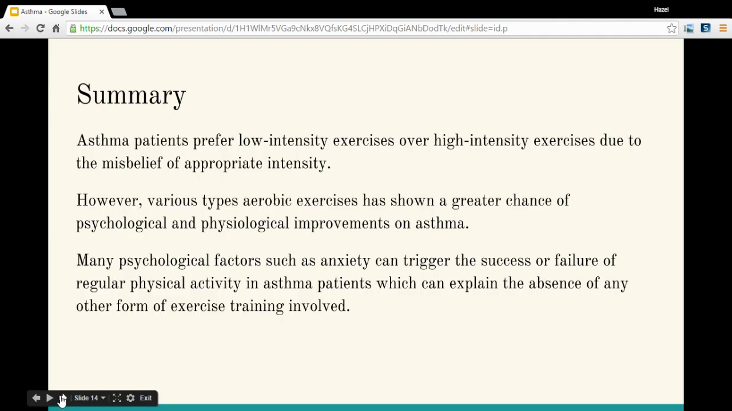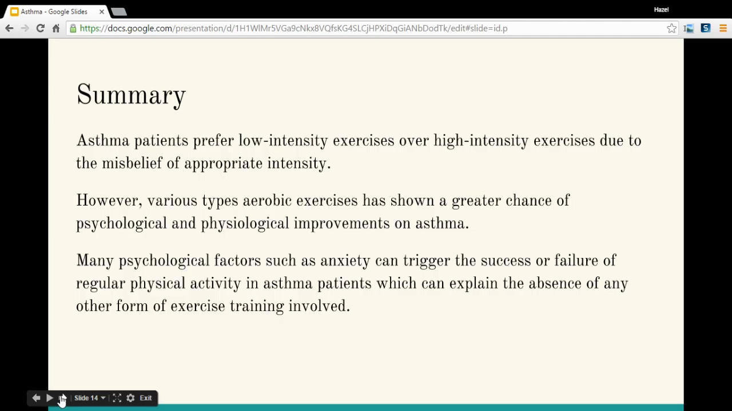So, in conclusion, with our article, asthma patients prefer low intensity exercises over high intensity exercises due to a misbelief about appropriate intensity. Many patients do not want to risk a high intensity workout because they feel it would go into shock or permanently damage the way they see physical activity. However, various types of aerobic exercise have shown a greater chance of psychological and physiological improvements in asthma, because aerobic exercises are readily available, such as walking and running at their own favorite speed. And psychological factors, such as anxiety, often trigger the success or failure of regular physical activity in asthma patients, which can explain the absence of any form of exercise training.